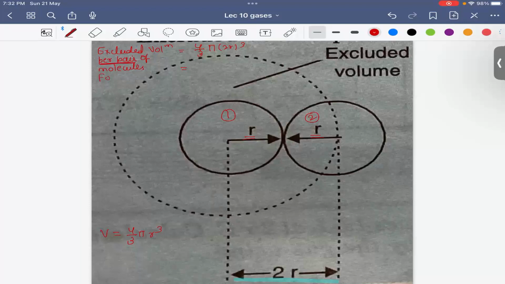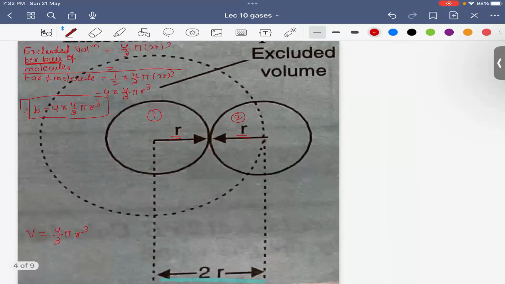So this is for a pair of molecules. For one molecule, it's going to be half. So it's 1 by 2 multiplied by 4 by 3 pi 2r cube, which when we solve comes out to be 4 multiplied by 4 by 3 pi r cube, right? Therefore b corresponds to 4 into 4 by 3 pi r cube, which is 4 times the volume occupied by a single molecule, right?